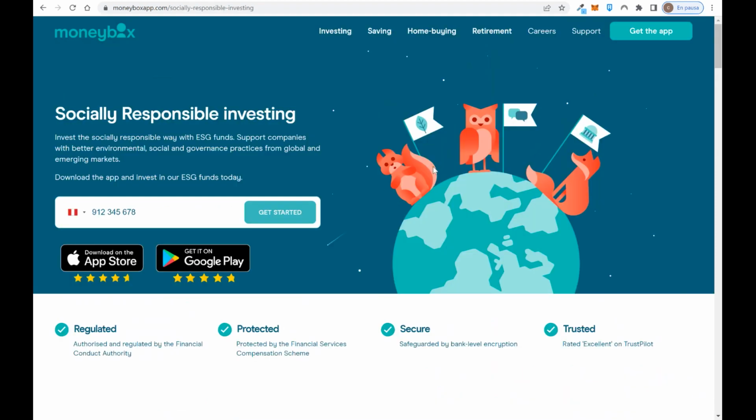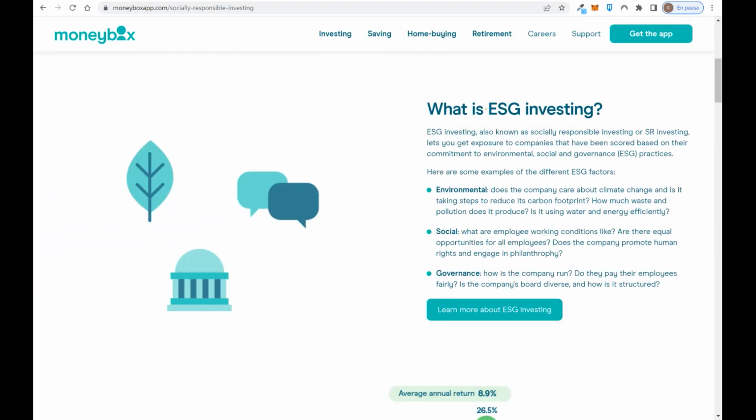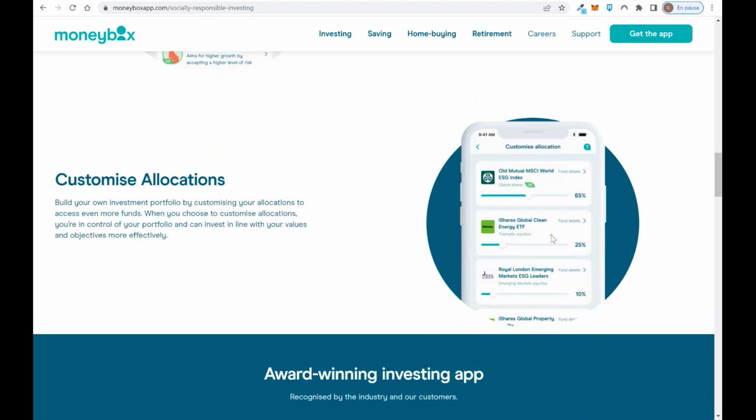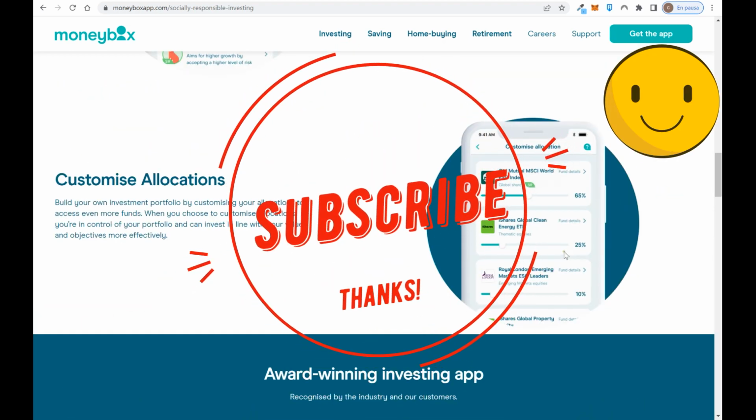And as I said before, if you like to invest in companies that focus on socially responsible alternatives, you can use this one, the Socially Responsible Investment Account, and you can invest in different stocks or companies that focus on ESG: environmental, social, and governance. And you can customize your allocation based on your needs or based on what you prefer.